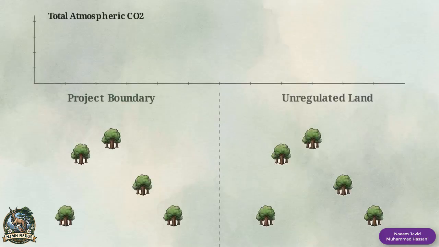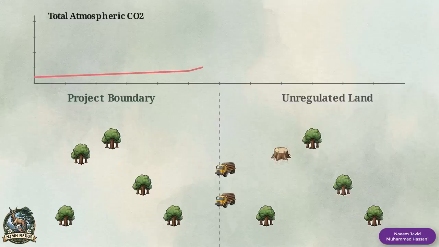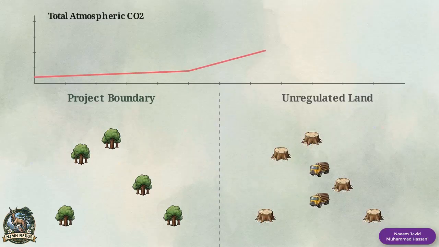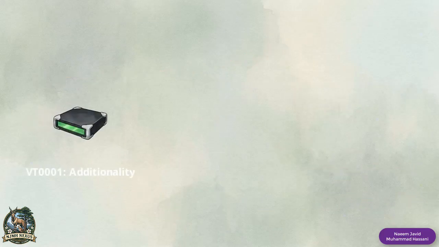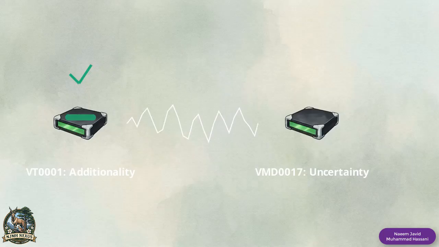Without rigorous leakage monitoring, a project risks becoming a geographical zero-sum game, claiming success in one area while failing to reduce global emissions. The final credits are refined by 2 more tools: VT0001, which proves the project is only viable because of carbon revenue, and VMD0017, which adjusts for statistical uncertainty.